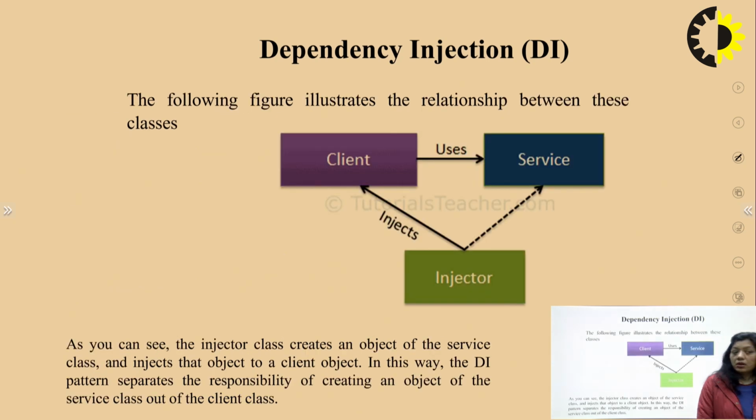Now, through this figure, we can illustrate the relationship between these classes. The client uses the service and the injector injects all the services into the client. So as we can understand, the injector class creates an object of the service class and injects that object into a client object. In this way, the DI pattern separates the responsibility of creating an object of the service class out of the client class.